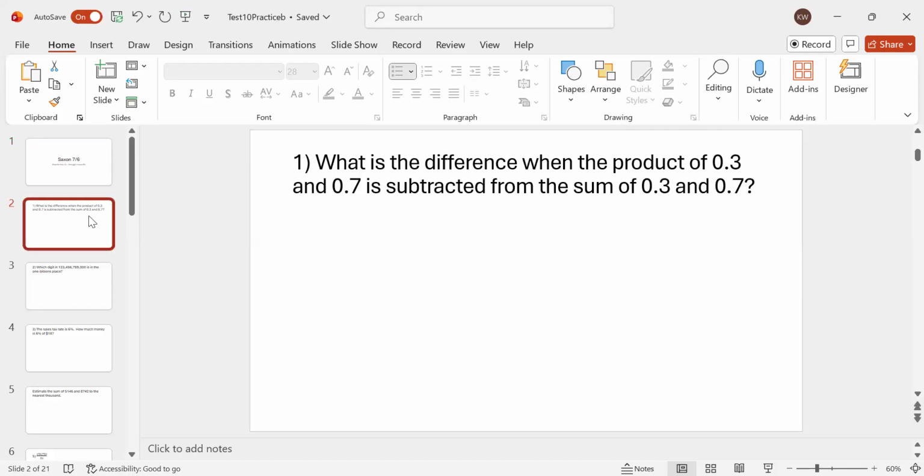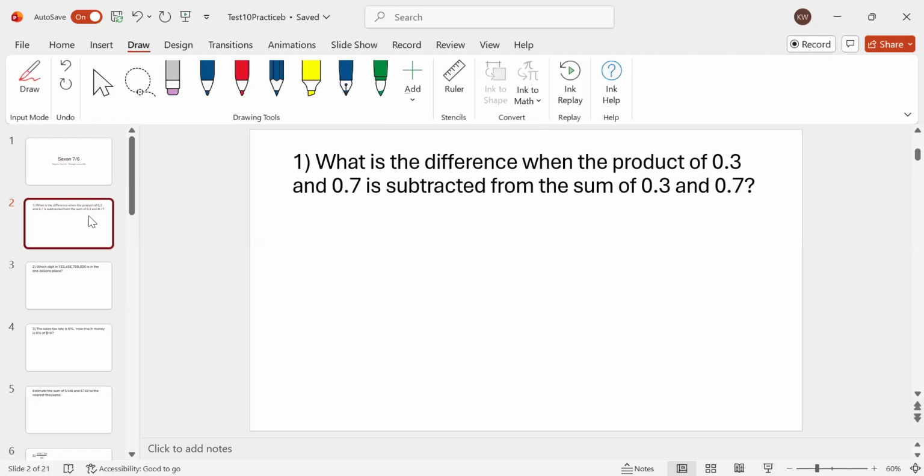So problem number one: what is the difference when the product of 0.3 and 0.7 is subtracted from the sum of 0.3 and 0.7? First thing I'm going to do is show you how to do it by writing it out. So we've got a product of 0.3 and 0.7, and we've got the sum of 0.3 and 0.7. And once we get both of those, we're going to subtract the product from the sum.